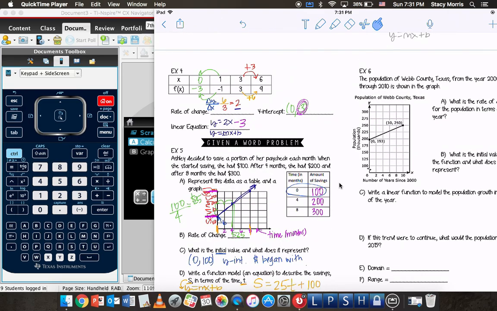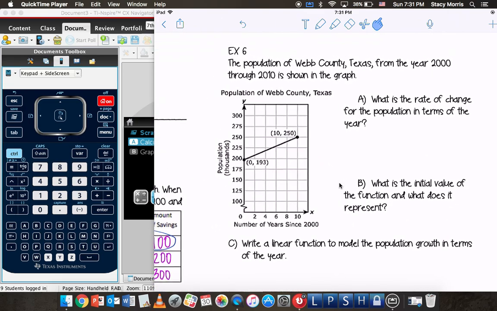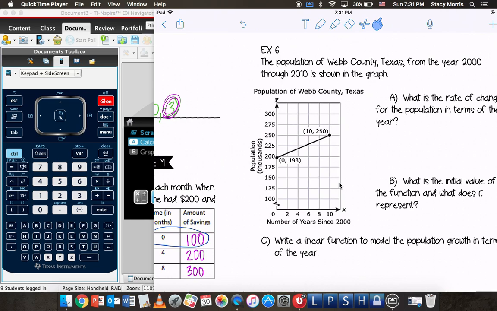So, example 6, the population of Webb County, Texas from the year 2000 through 2010 is shown in the graph. So this is the years since 2000. So this here, year 0 is 2000. Year 10 would be 2010. The question says, what is the rate of change for the population in terms of the year? So again, rate of change is the slope, or the change in Y over change in X. Remember, that's also described as rise over run.